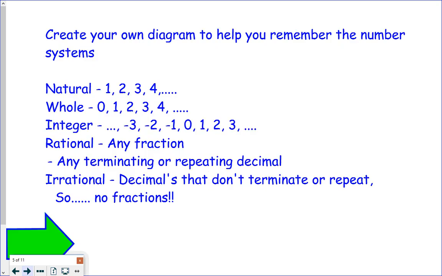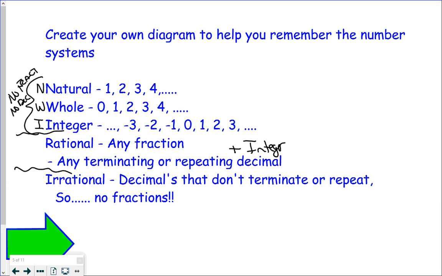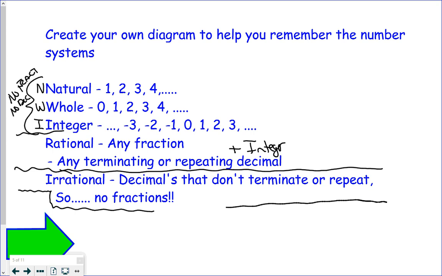Okay, so just as a review, naturals is N, wholes is W, integers are I, and within those first three levels, you cannot have any fractions or any decimals. Rationals are any fraction, any terminating or repeating decimal, or any integer, because integers include wholes, which include naturals. If you're an irrational, that means you're completely separated.